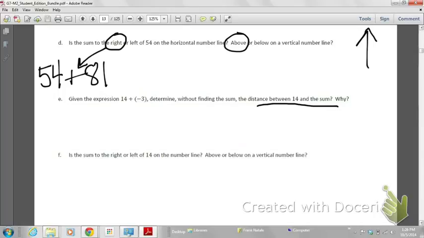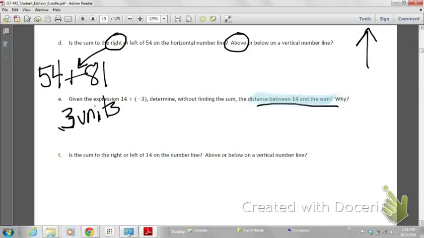Okay, well, hopefully you're understanding this now and getting this. So if we have this given expression here, 14 plus a negative 3, the distance between 14 and the sum, of course, is going to be 3. Okay, it's going to be 3 units. Just put 3, or 3 units. And why would that be?